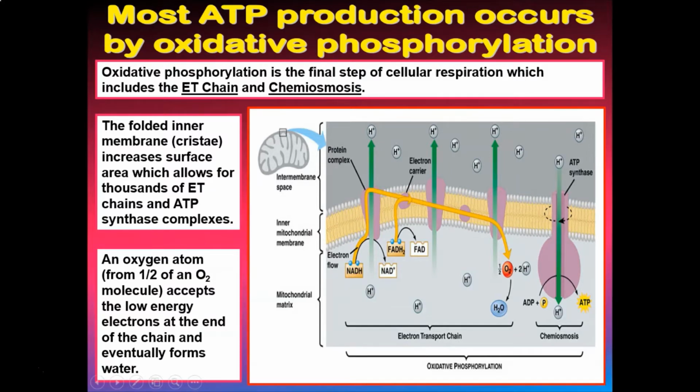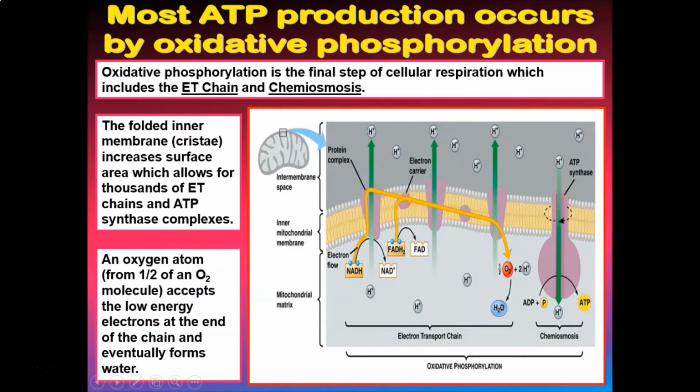Right? And at the end of the chain, you know that we're going to have oxygen, O2, a diatomic gas molecule. We're going to have half of that reacting with some electrons as they oxidize the end of the chain here at this protein complex, pull the electrons off, and add on some hydrogen ions or protons to create water. Okay, so that's the electron transport chain.